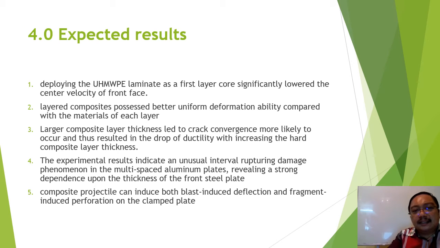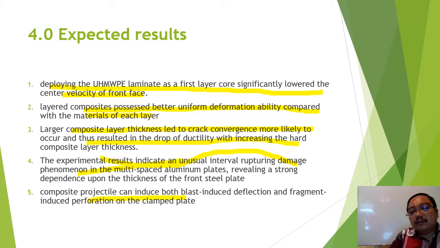Then, deploying UHMWPE laminate as first layer core significantly lowered the center velocity of the front face. Layered composite possesses better uniform deformation ability compared with materials of other layers. Larger composite layer thickness leads to crack conversion and drop of ductility. Environmental results indicate unusual interval rupturing damage phenomenon, and composite particles can induce both blast-induced diffraction and fragments, including perforation and clapper plate. This is among the results.